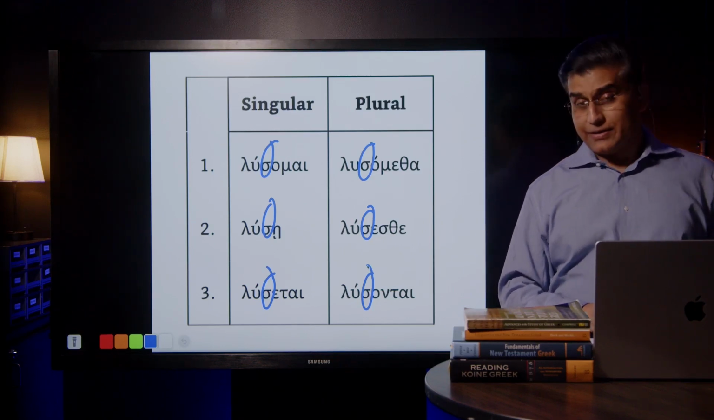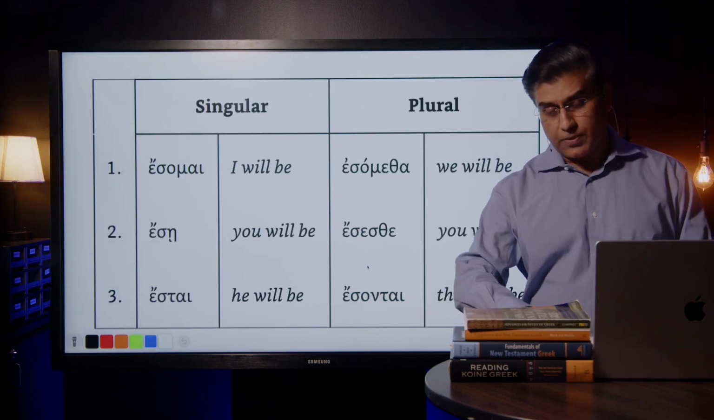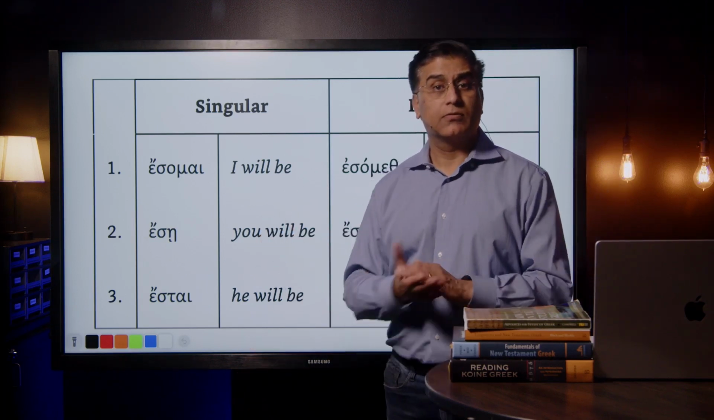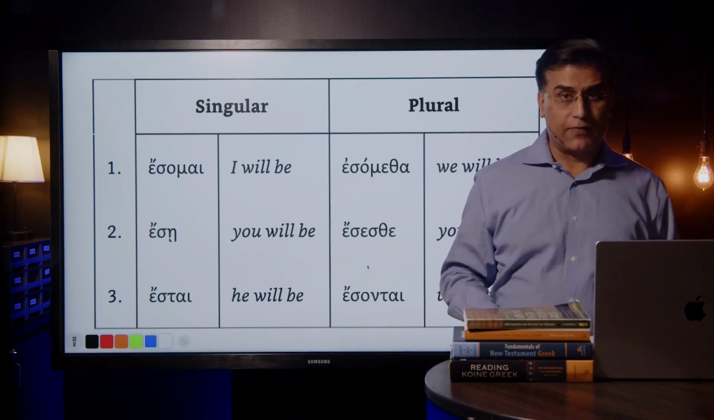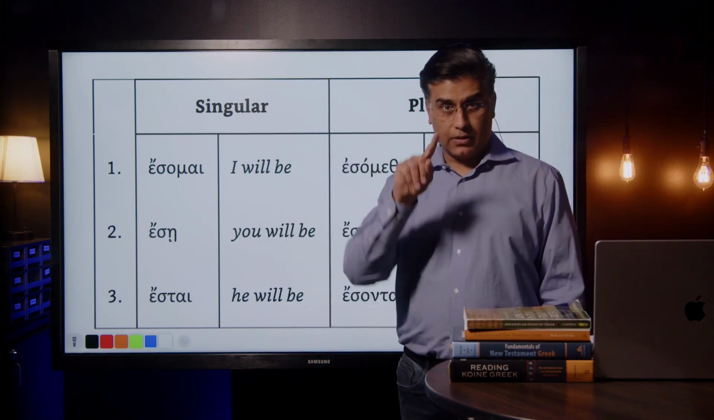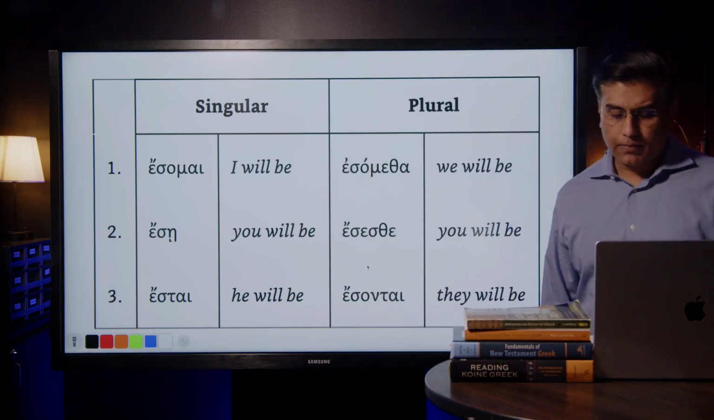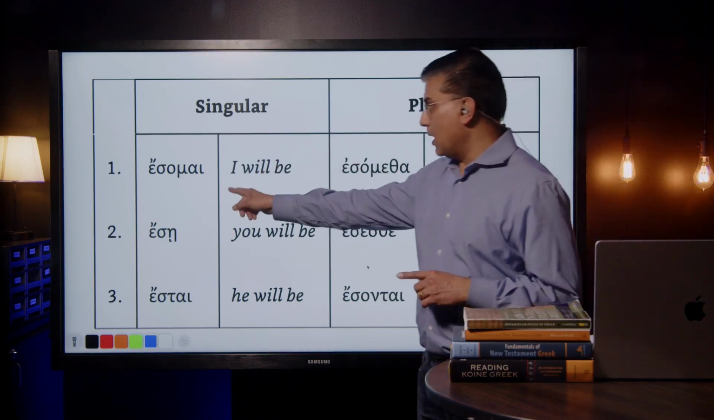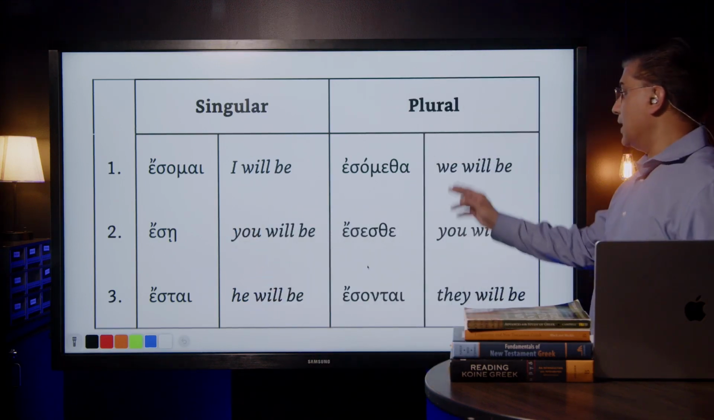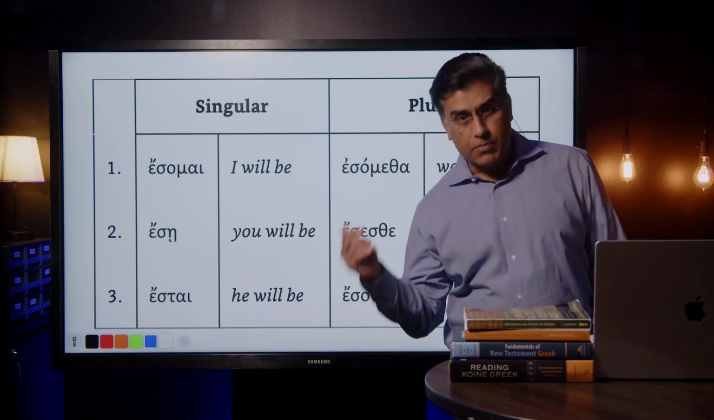Also, while we're at it, how about the future indicative of eimi? Remember eimi, to be, I am: eimi, ei, estin, esmen, este, eisin. Or for imperfect: en, es, en, emen, ete, esan. But here, for future middle indicative, it would be esomai, ese, estai, esometha, esesthe, esontai. And this is your future middle.